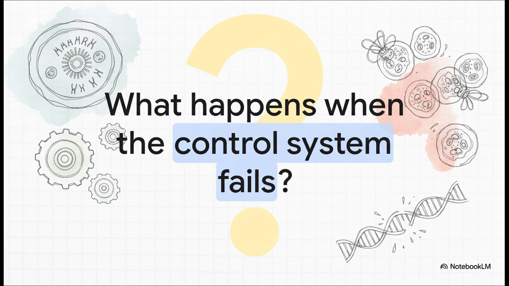You've got the checkpoints, the timers, the spindle. It all works together in perfect harmony. But this brings up a really crucial question. What happens when this code breaks? When that control system fails, cells can start to divide uncontrollably. And that, unfortunately, is the basis of cancer. Understanding this fundamental cycle is really the first step in learning how to fight it.